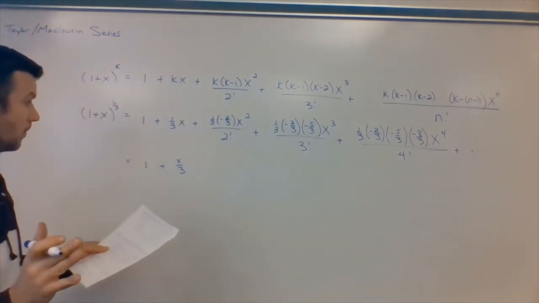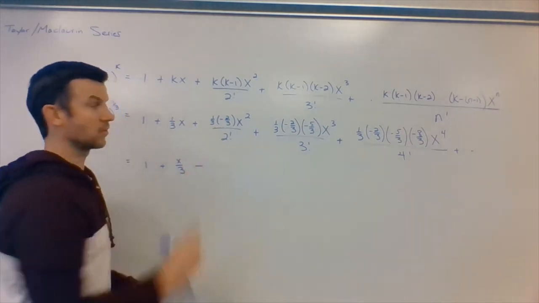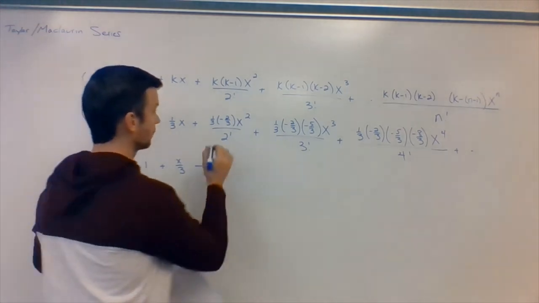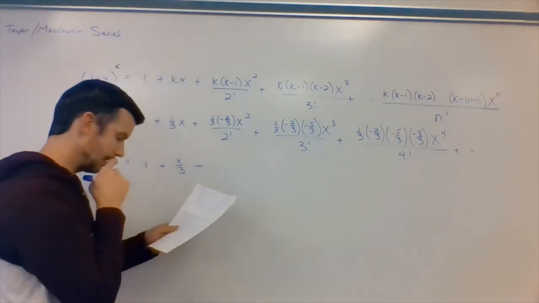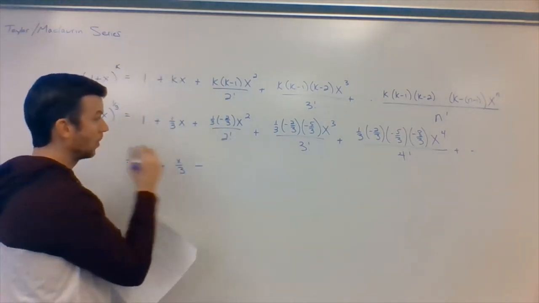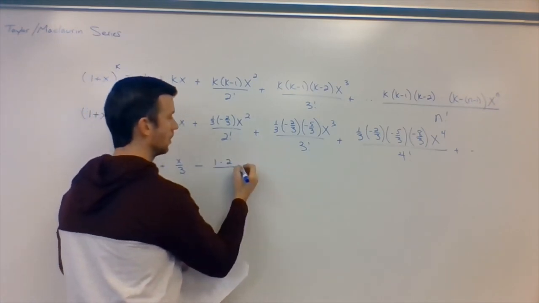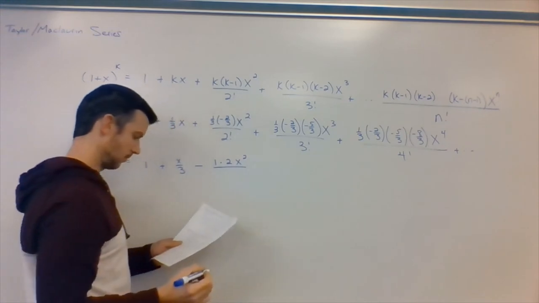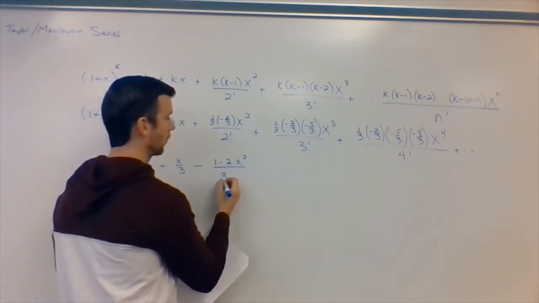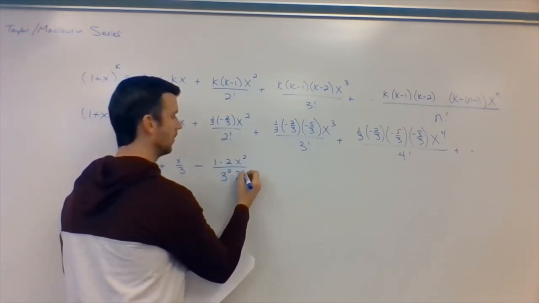Okay, I got that so far. Here's where it starts alternating. Minus, I'm going to write this as 1 times 2, x squared over 3 squared times 2 factorial.